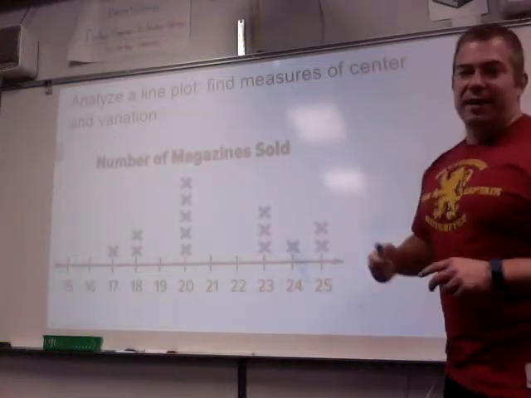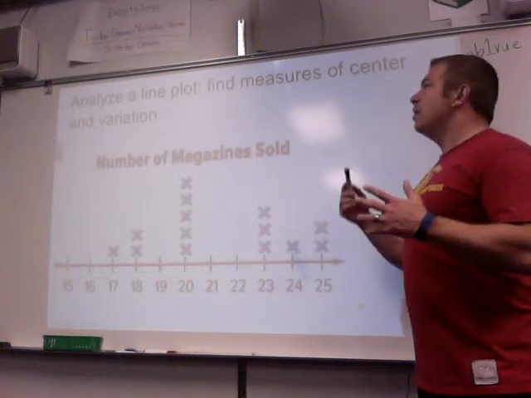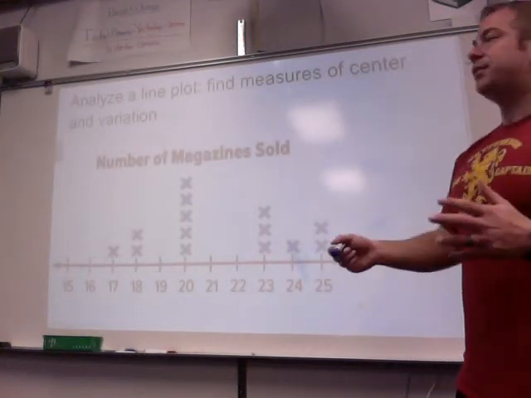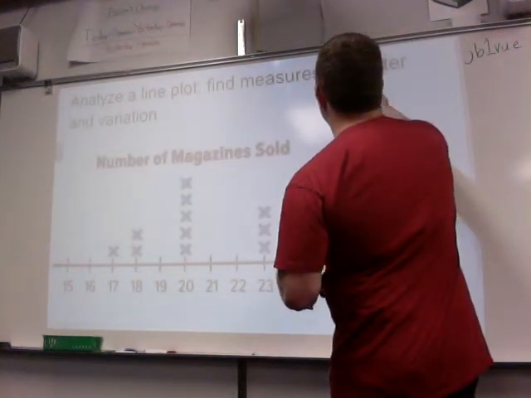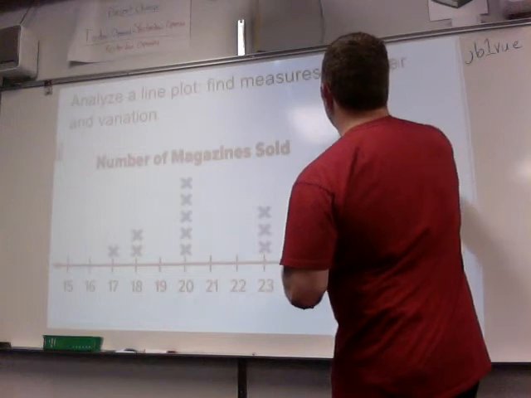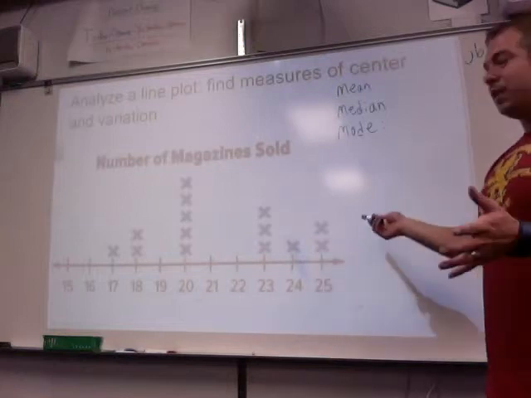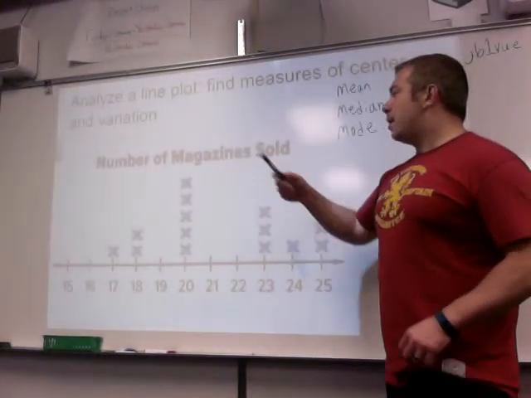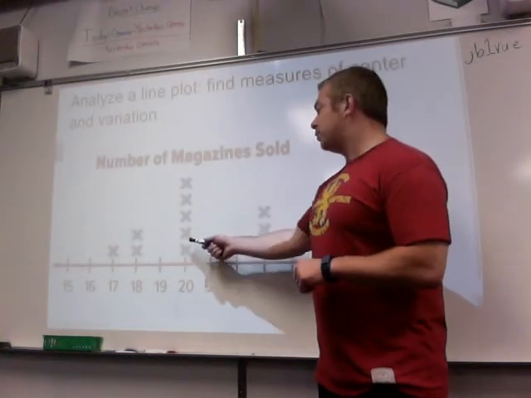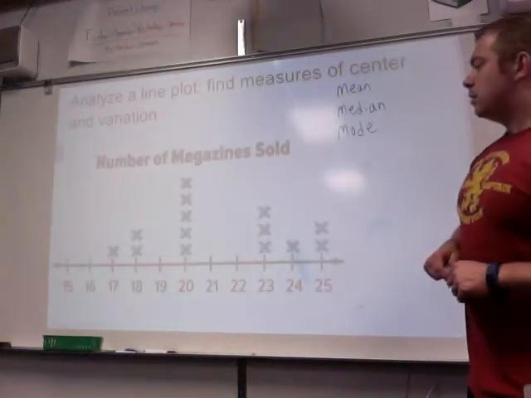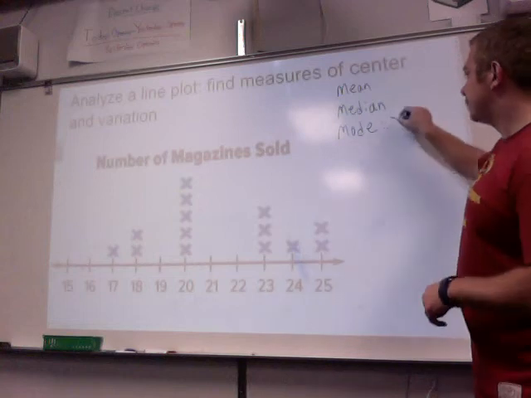All right, it says analyze a line plot. Find measures of center and variation. So let's do measures of center first. Measure of center meaning mean, median, and mode. All right, let's start off with the easy one here. Well, first of all, let's look at the graph, the dot plot. Number of magazines sold. Well, 20 magazines were sold to 5 people. Okay, so 20 magazines sold is our mode, that happens the most.